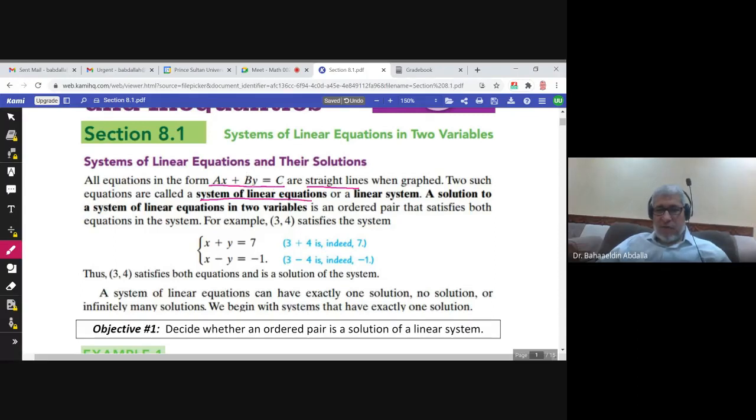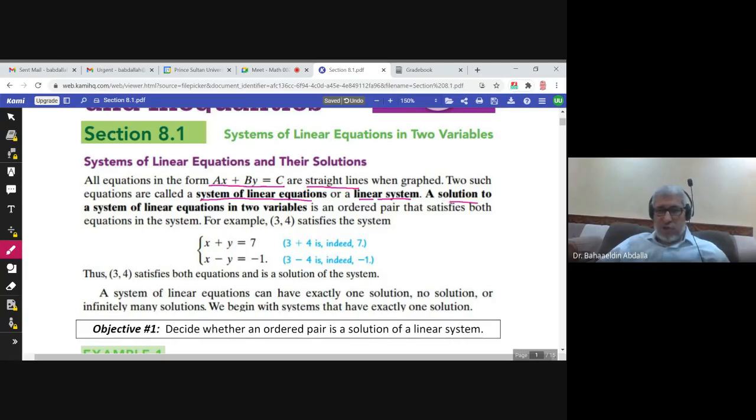The graph of this equation is a line, so we call it a linear equation. And if you have two linear equations or more, you call it a system of linear equations or a linear system. Now, what is a solution to this system? Because always he will say solve the system. So how to solve the system? You need to find the solutions.